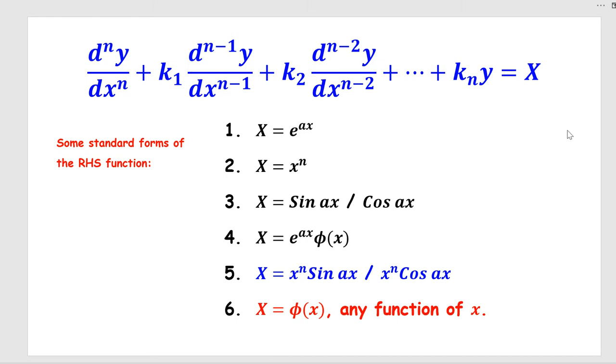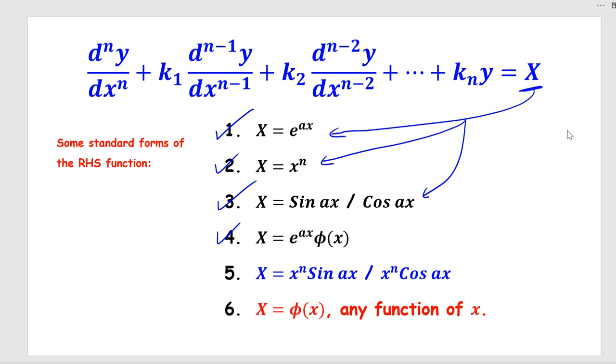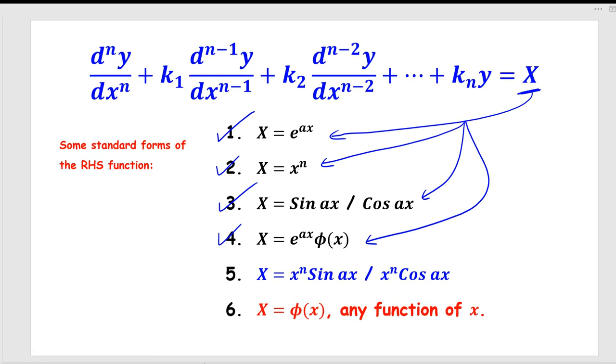So those who have gone through the previous recorded lecture have seen the particular integral for the first four cases, when the right-hand side is of this form, or this form, or this form, or maybe this form. Then we have seen how to find the particular integral.